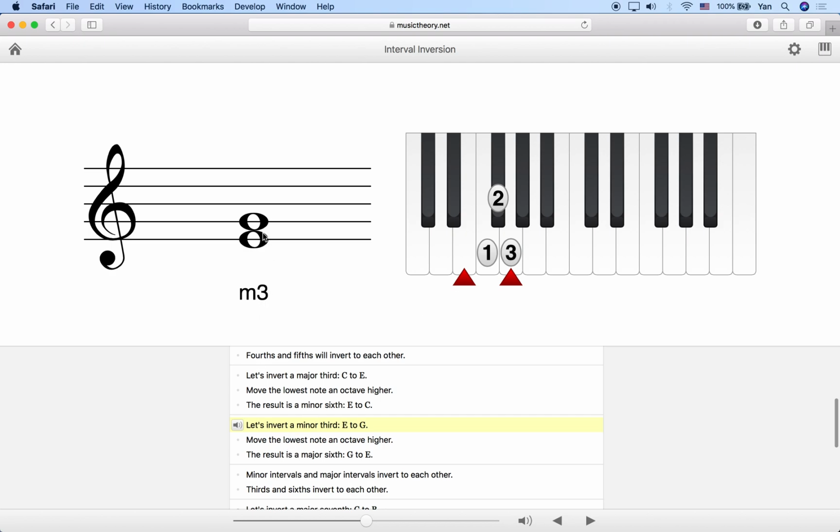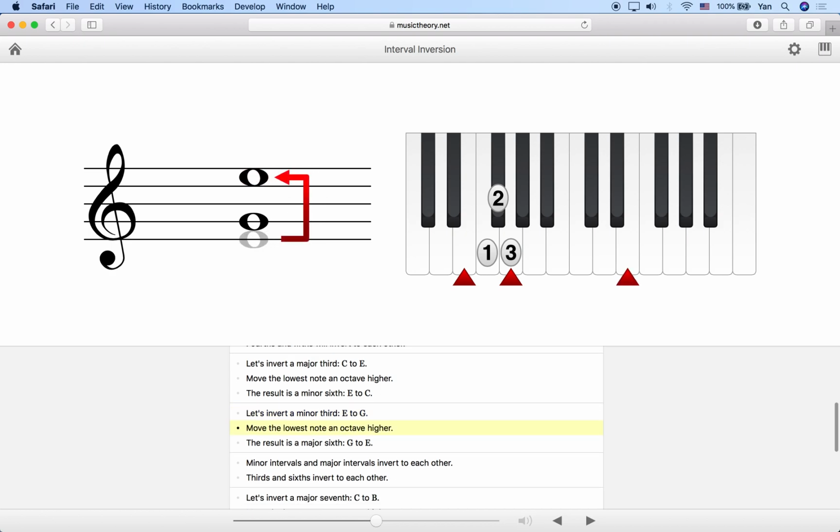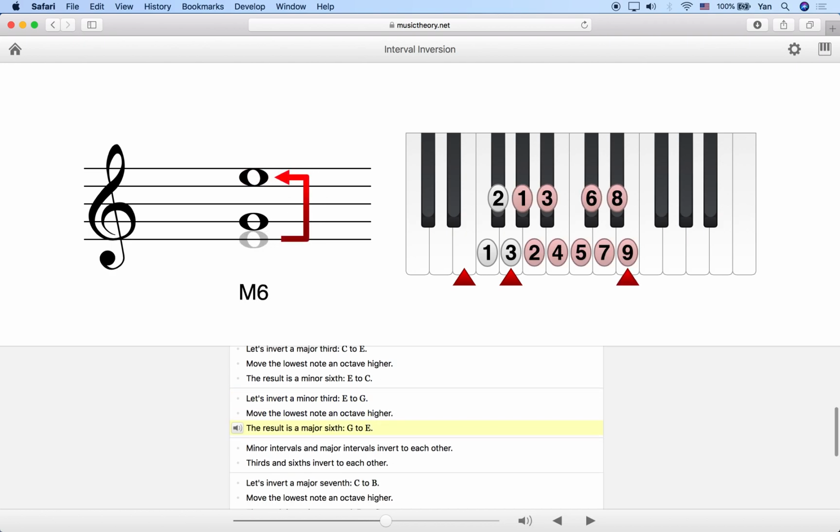So if we now take that E at the bottom and bring it to the next octave, we're going to end up with a major sixth. Remember that the minor sixth before was 8 half steps. So 1 more half step makes a major interval, and that's going to be a major sixth. And let's listen to the major sixth now. Let's listen to the minor third, and let's listen to them back to back now.